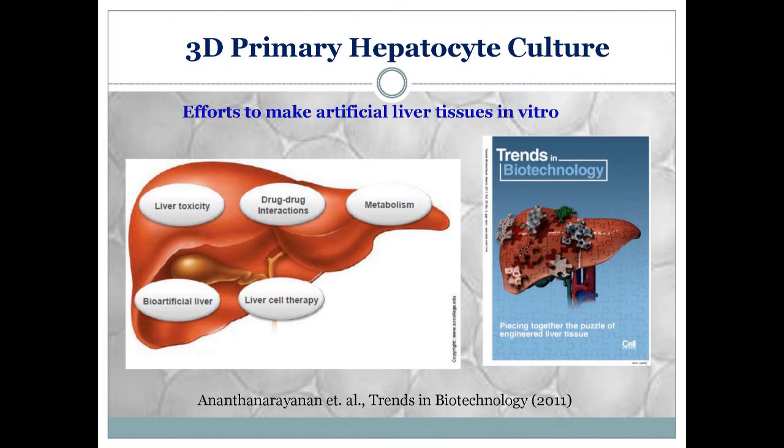In the journal Trends in Biotechnology, we see the efforts to make artificial tissues in vitro for drug testing in liver cells. It also tells us the importance of 3D primary hepatocyte culture. The advantages of in vitro 3D models for liver toxicity study.